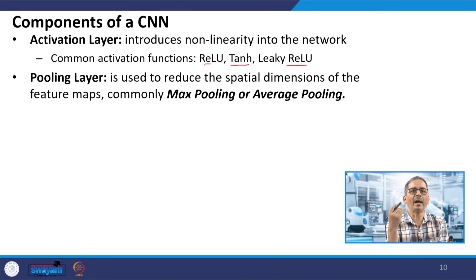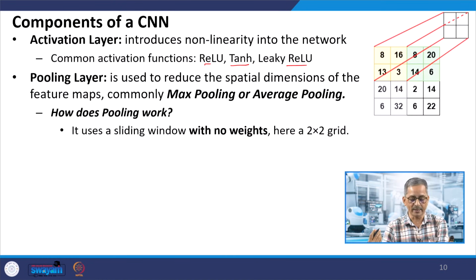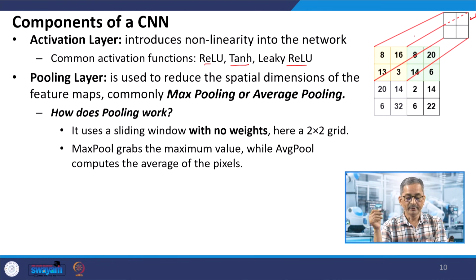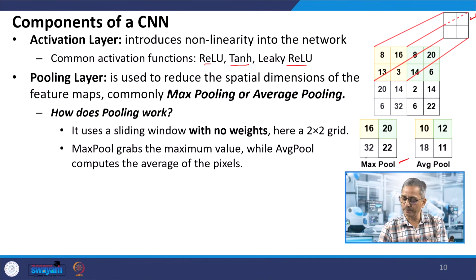Then we have a pooling layer, and this is used to reduce the spatial dimension of the feature map, commonly max pooling or average pooling. How does the pooling work basically? It uses a sliding window with no weights, here, say, a 2 cross 2 grid. The max pooling actually grabs the maximum value, while the average pooling computes the average of the pixels. So, here the max pooling is going to be, say, this one.